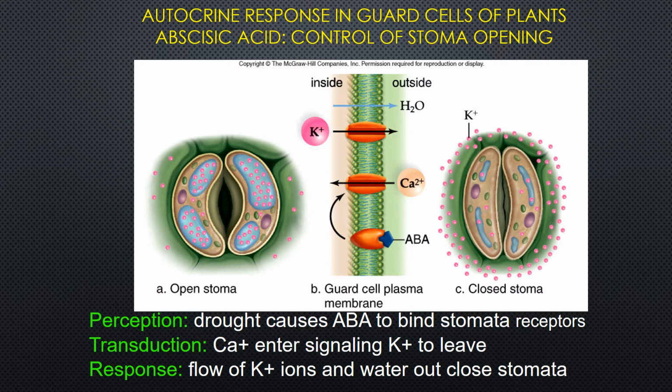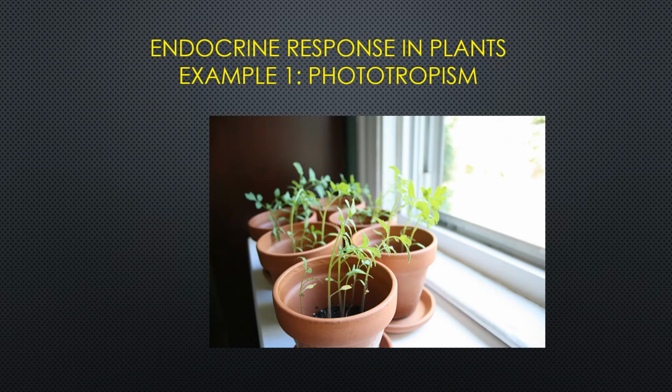The response is the outflow of the water, allowing those guard cells to lose turgor pressure and close. So this is an autocrine response in response to drought conditions. So the perception takes place in the same cell that the response takes place in. Okay, let's start looking at the endocrine responses in plants. Remember, that's when our perception occurs in one area and the response occurs in another area.